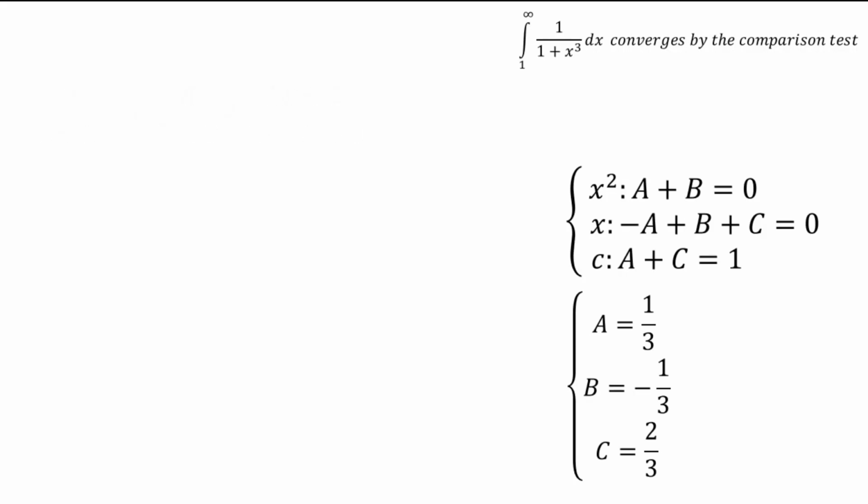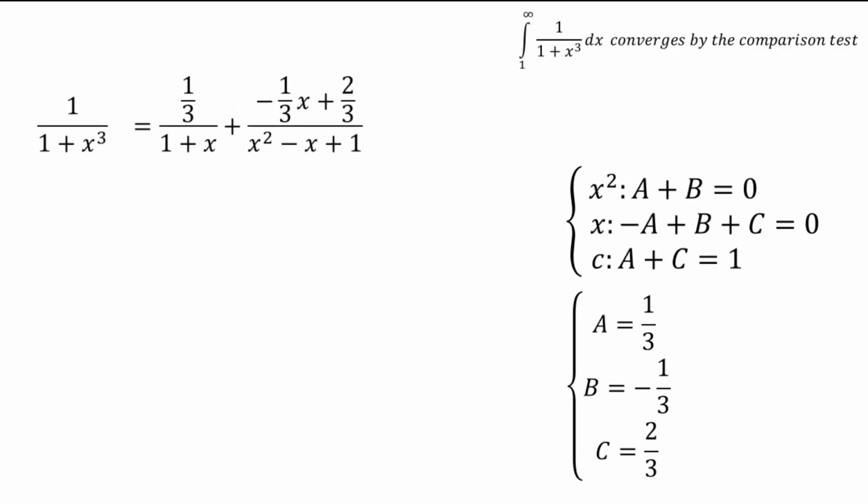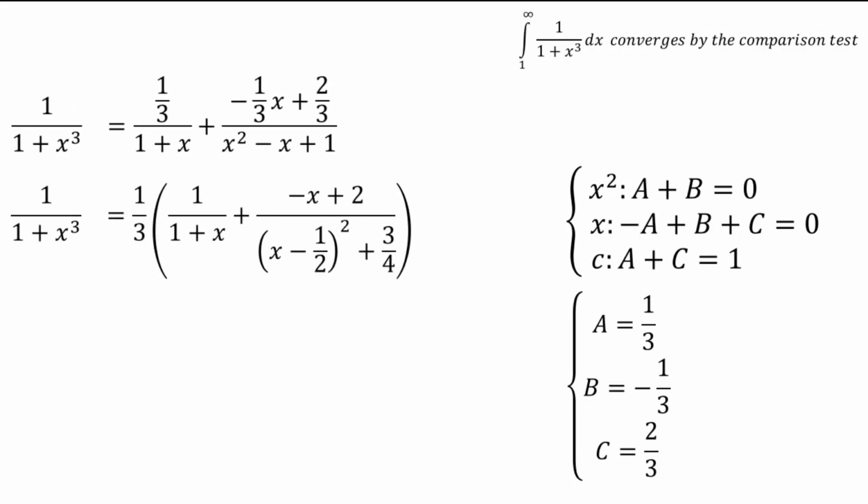So let's plug them back in. So I have the following decomposition: 1/3 over 1 plus x plus negative 1/3 x plus 2/3 all over x squared minus x plus 1. I'm going to take a 1/3 out in front just to clean everything up. And then also that irreducible quadratic, I want to be able to integrate this using either u substitution or the rules for arctan, so the antiderivative of 1 over 1 plus x squared. To do this, anytime I have an irreducible quadratic, I want it to be of the form x squared plus a squared, which means I've got to complete the square.